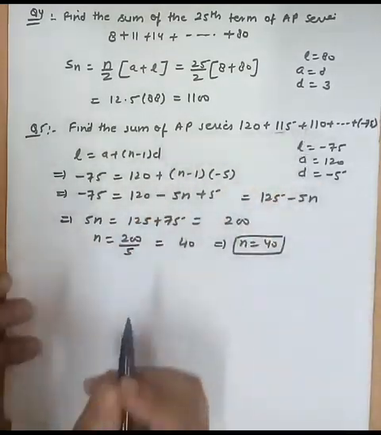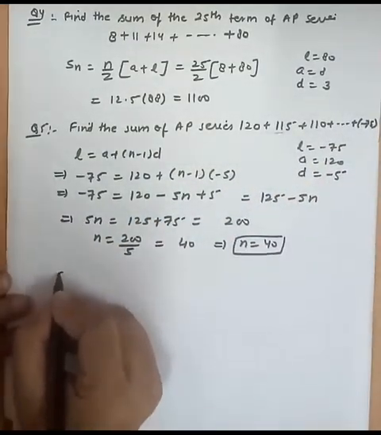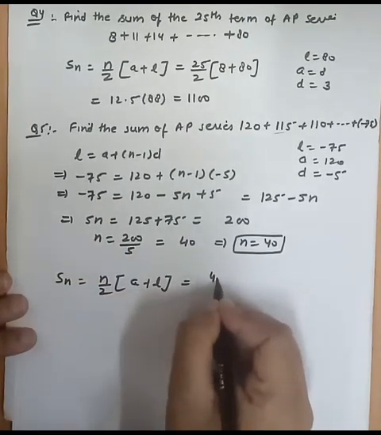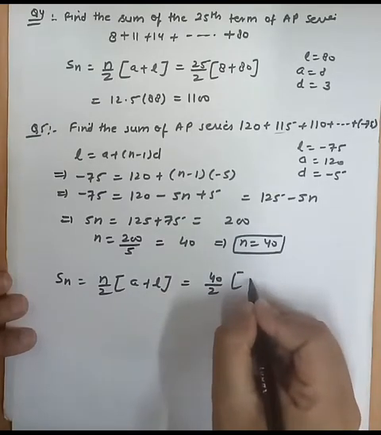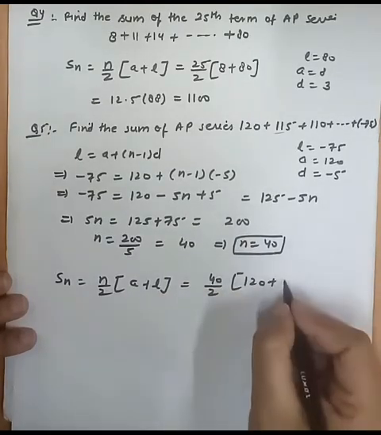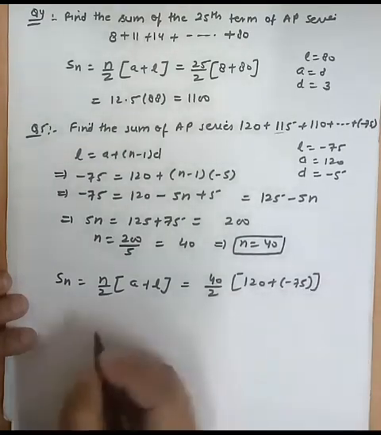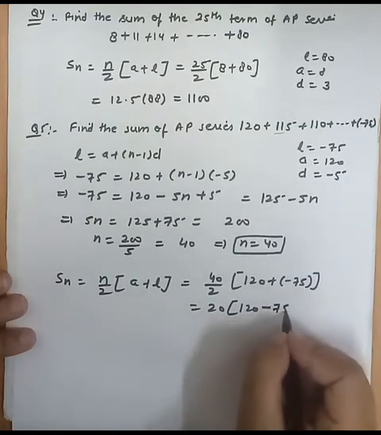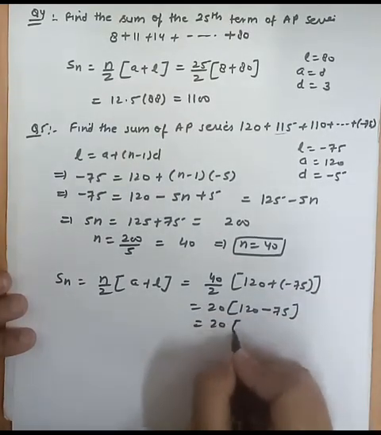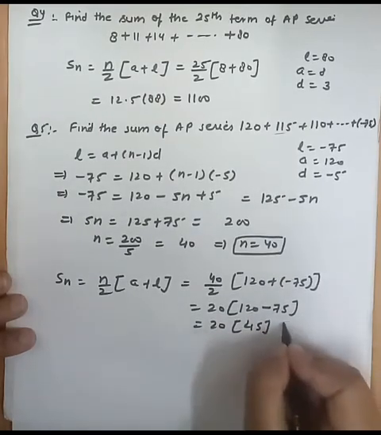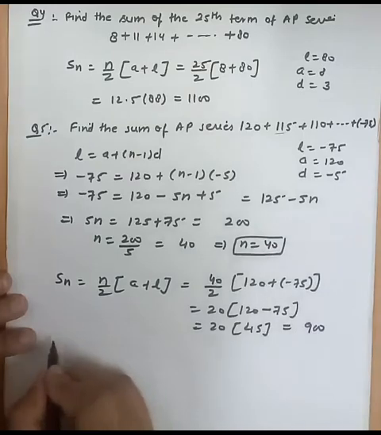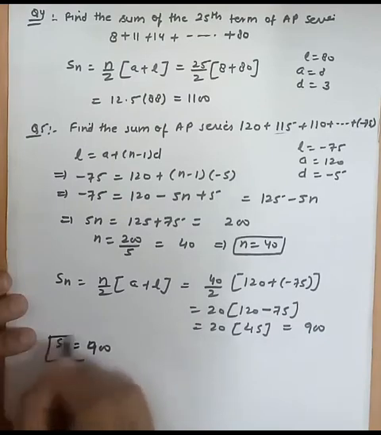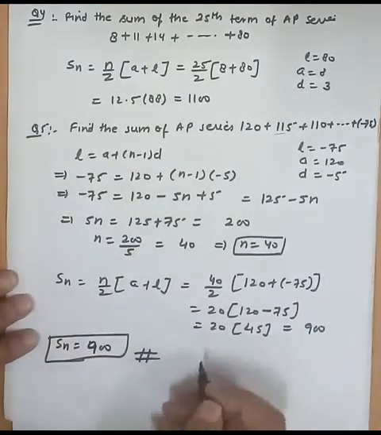Now find the sum of this series, and we know the formula Sn equal to n by 2 times (A plus L). So here n is 40, A is 120 and L is minus 75. So you can solve this one. This is 20 times (120 minus 75), and this is 20 times 45, and this is 900. It means this series has the sum 900. Okay, so this is the solution of this question.